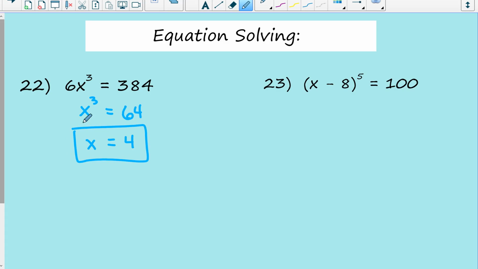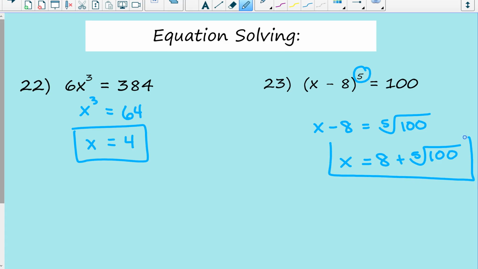And how about number 23? So the way to undo the 5th power is to take a 5th root of both sides. So we could write that as the 5th root of 100, or 100 to the 1/5 power. And then to get x by itself, we're going to add 8 to both sides. So the exact answer is written as 8 plus the 5th root of 100. I don't think we can simplify the 5th root of 100. And you could get an approximate answer using your calculator, but we weren't asked for an approximate answer, so I'll just leave it like that.